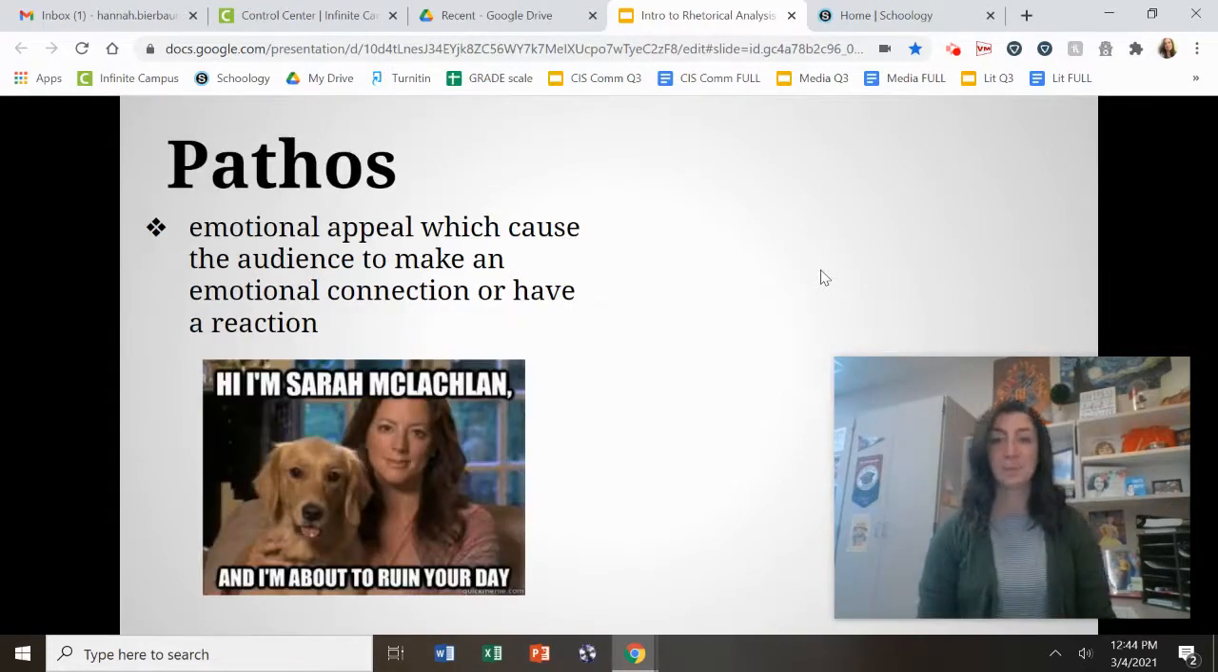Pathos is the emotional appeal, which causes an audience to have an emotional connection or have a reaction of some type. And Sarah McLachlan's ASPCA commercials are the perfect example of this. Every time she comes on the TV, you know you are about to feel sad. That sad, lonely music in the background, the poor images of the three-legged dogs huddling, shivering alone in their kennels. It's heartbreaking. And she's trying to persuade you to donate money to this foundation. And what a great way to persuade your audience.